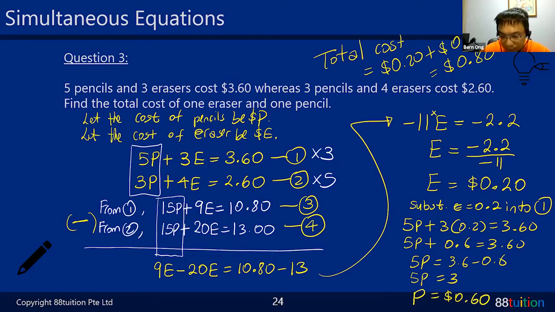Is that okay? All right, this is your Sec 2 work. Yes, 0.8, you got it right. This is called the elimination method, whereby you purposely make one of the items the same so that you can get rid of it. That's called eliminating. Cool? All right, and one last question.